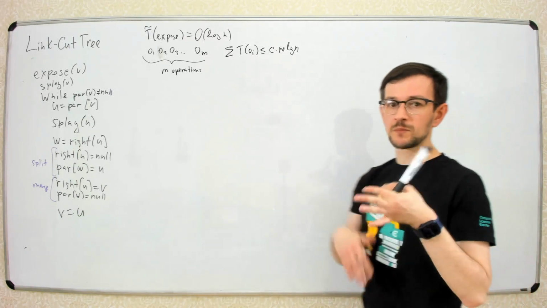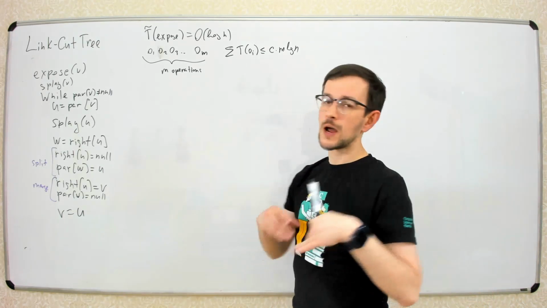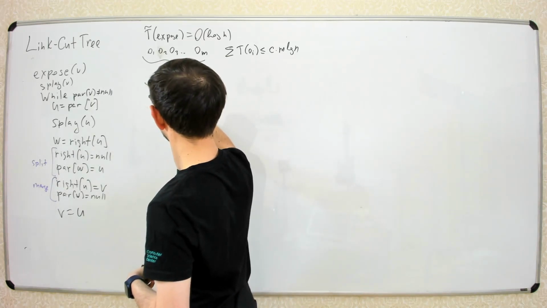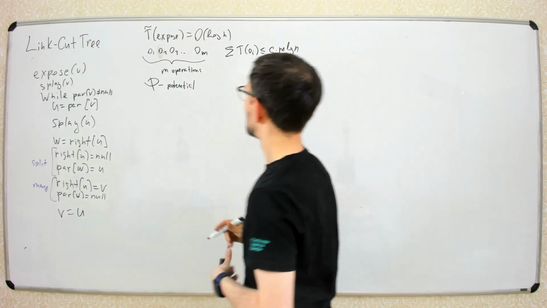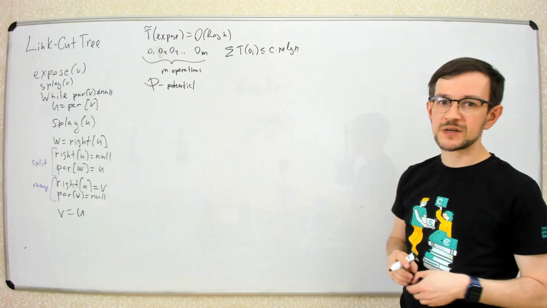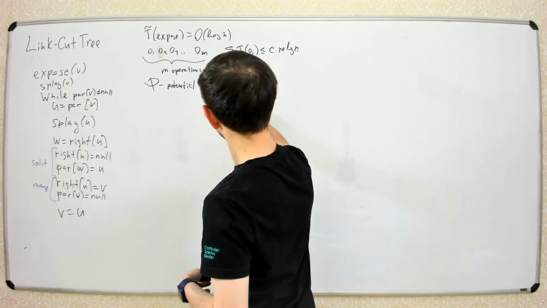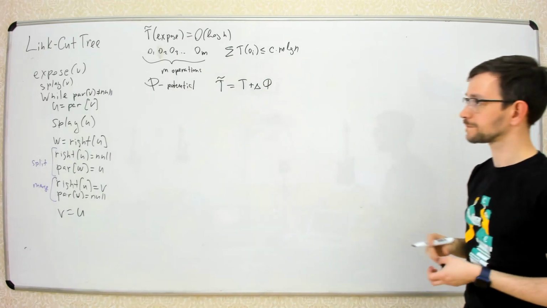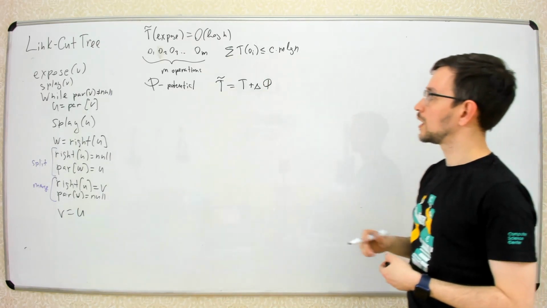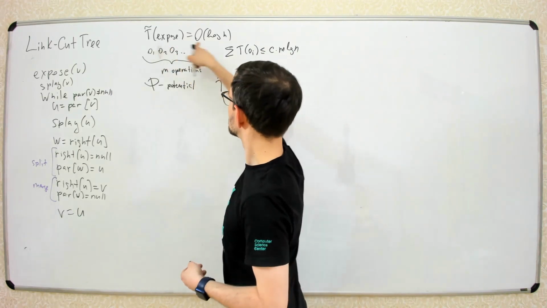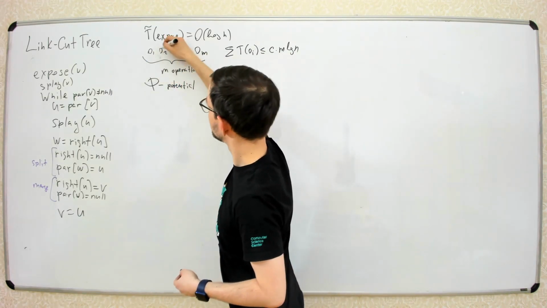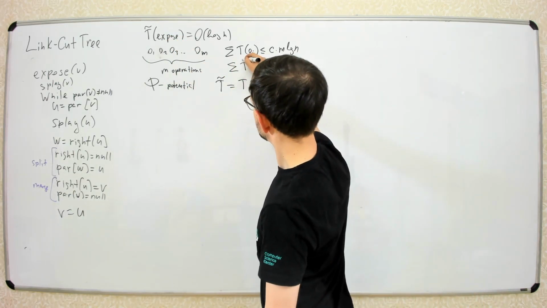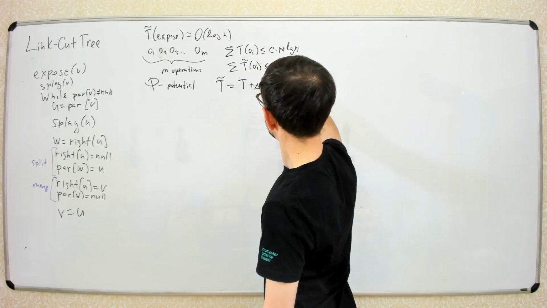And I will prove this using the potential method like before. So we will introduce some potential function, and we will define the amortized time as the sum of actual time plus change of the potential. And then we will prove that amortized cost will be log n. What does it mean? It means that if you have a series of operations, then the total amortized time will be no more than C m log n.